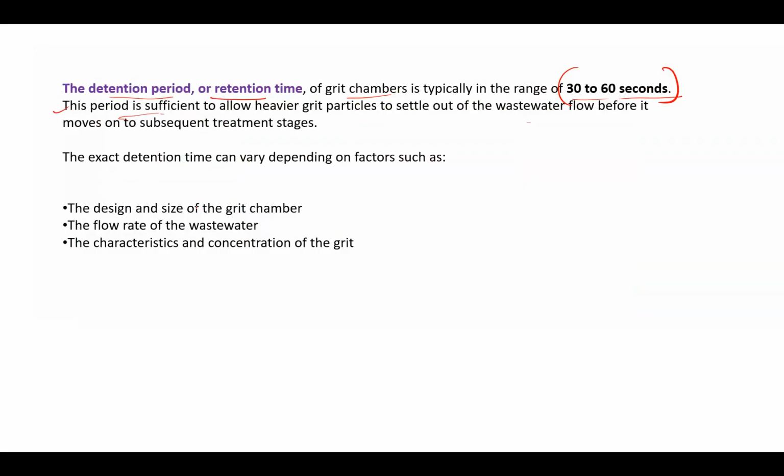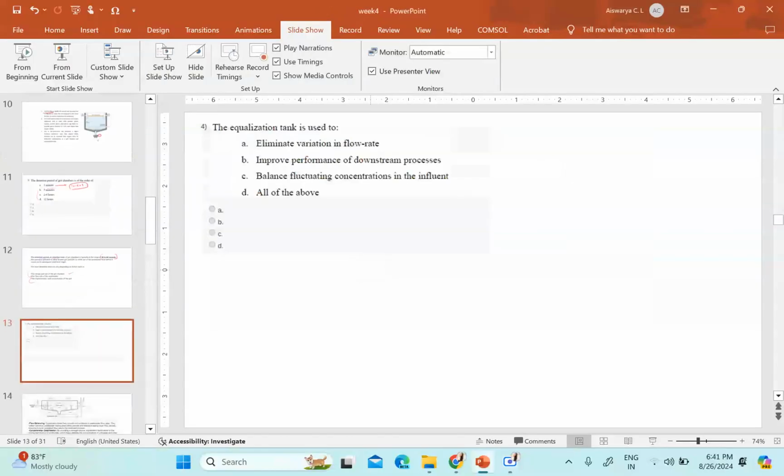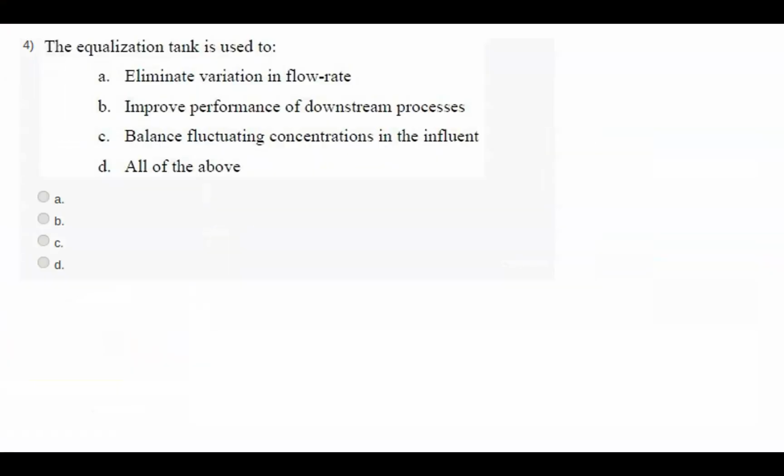Detention time can vary depending on three factors: design and size of the grit chamber, flow rate of the wastewater, and characteristics and concentration of the grit. Next, the equalization tank is used to, four options are given: eliminate variation in the flow rate, improve performance of the downstream process, balance fluctuating concentration in the effluent, D, all the above. What is the answer?